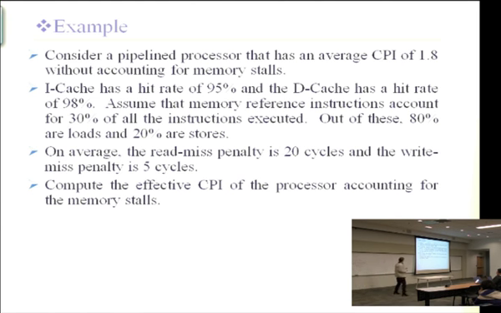Okay, and D cache has a hit rate of 98%. So what else do we know? Assume that memory reference instructions account for 30% of all instructions executed. Out of these, 80% are loads and 20% are stores. On average, the read miss penalty is 20 cycles and write miss penalty is 5 cycles. Compute the effective CPI of the processor accounting for the memory stalls.